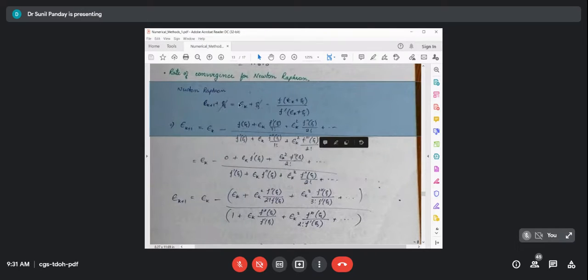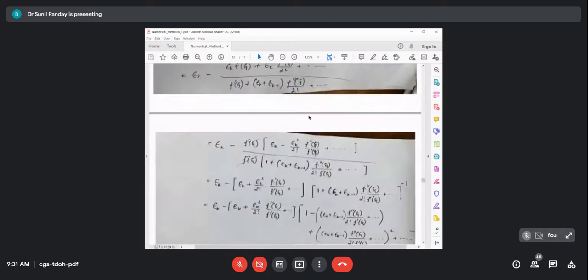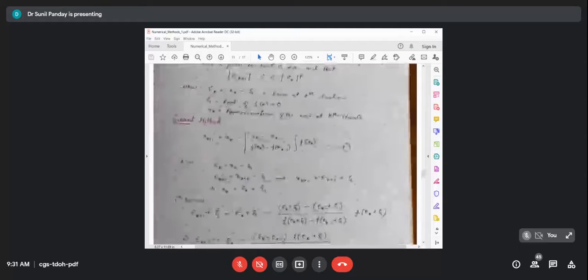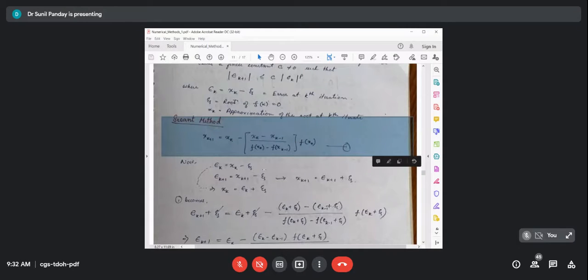This epsilon k plus 1 epsilon equals epsilon k plus epsilon minus f dash of epsilon k plus epsilon upon f dash k epsilon k plus 1 epsilon. So to get this, we start with this secant method, so that we write our basic assumption. So we will start with this secant method itself. Here in this secant method, this is the procedure.